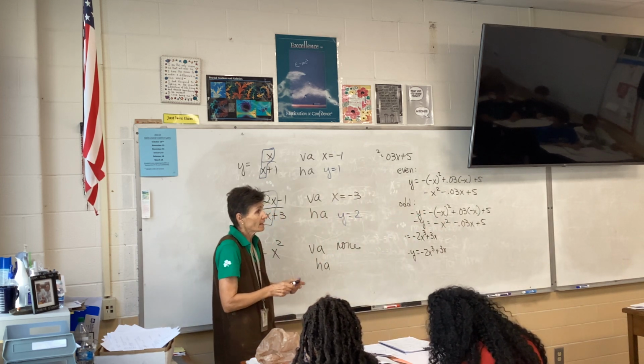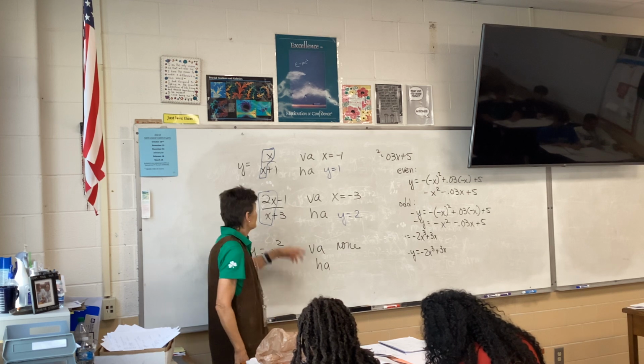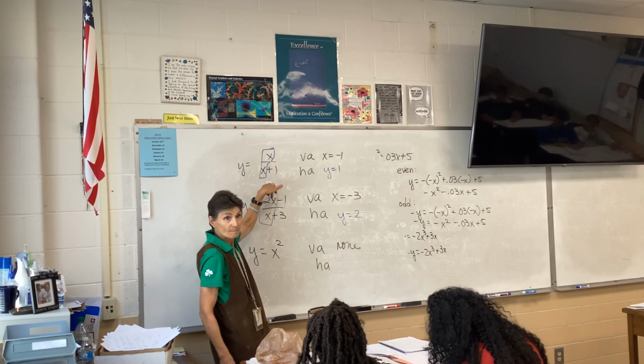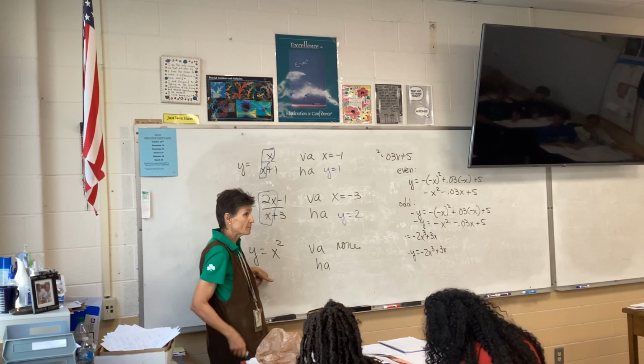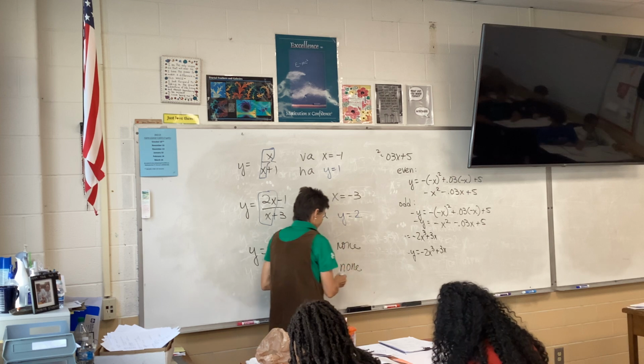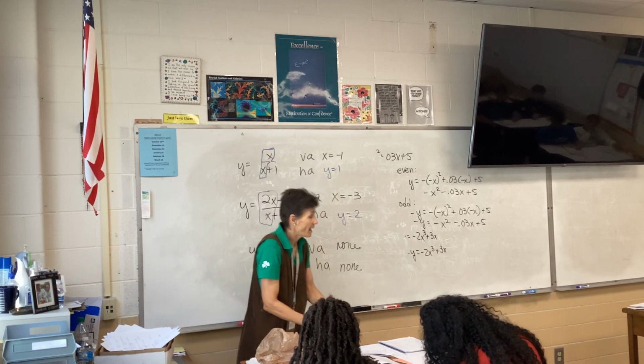Where do your horizontal asymptotes come from? Don't you have to have a fraction here to build the box? If you don't have a fraction, then guess what? None of those either. That was easy.